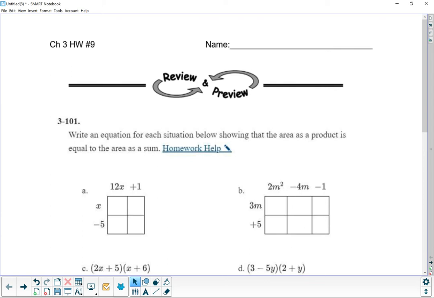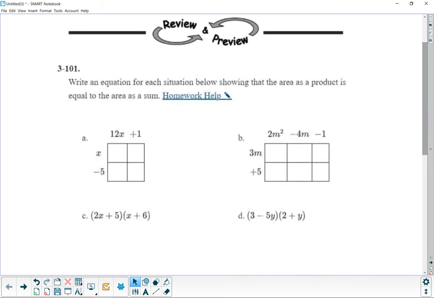Okay, this homework is for chapter 3, homework number 9. We'll be working on number 101. Number 101 says write an equation for each situation below showing the area as a product is equal to the area as a sum. All right, excuse my reading abilities.